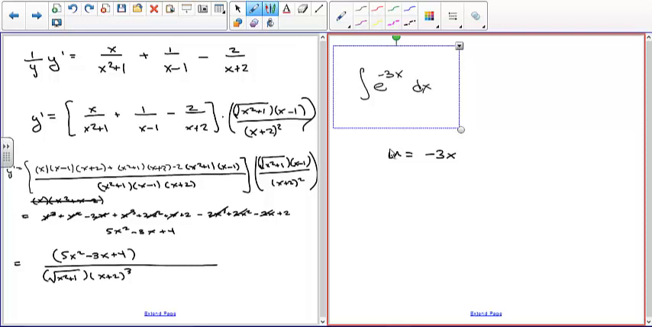Yeah, don't forget your dx. It's easy to forget that dx when you take the derivative of u.